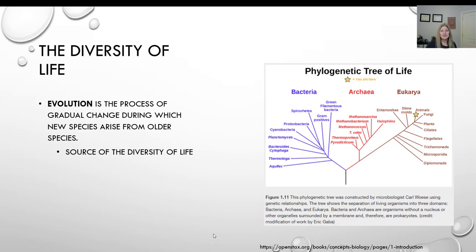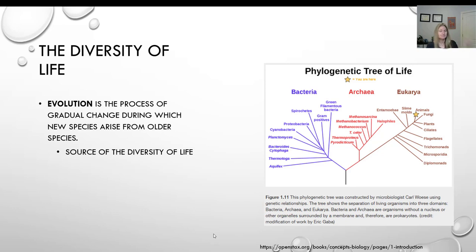Now, how did we get so many species? How do we get so many different organisms, going from a blue whale to a little microscopic bacterial cell? Well, the source of the diversity of life is evolution. So what is evolution? Here's the definition. Evolution is the process of gradual change during which new species arise from older species.